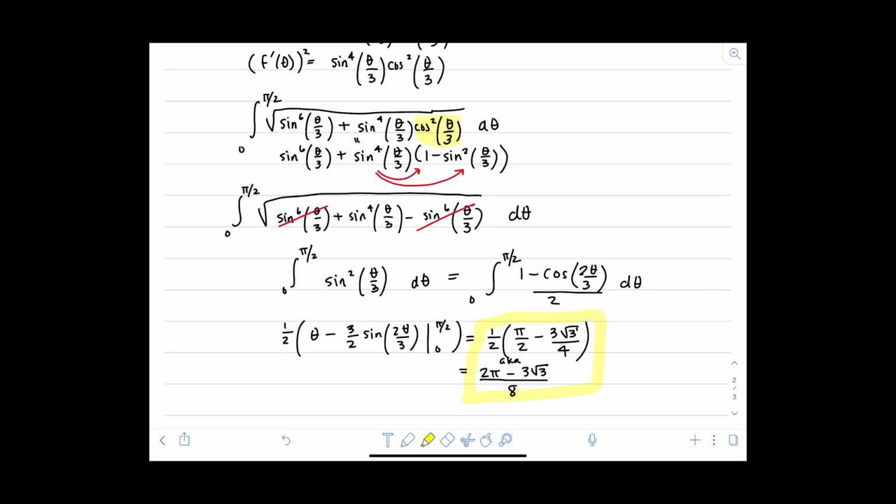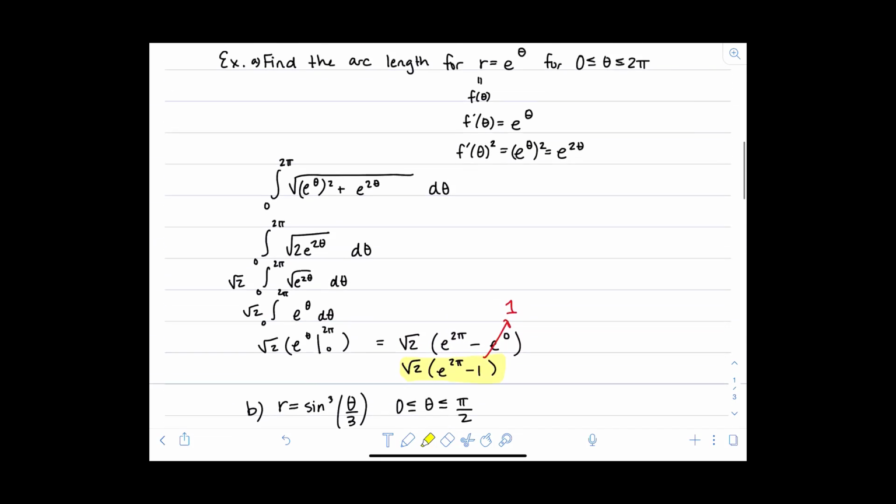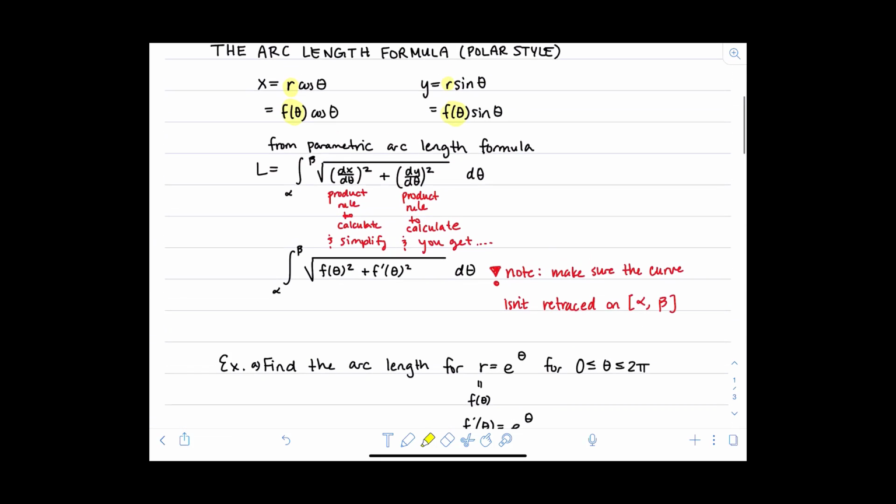Pretty straightforward. So the arc length formula, just once again, so we see it as the last thing. You integrate from alpha to beta. You make sure that your curve isn't being retraced on alpha beta. And you take the square root of f of theta squared plus f prime theta squared with respect to theta.